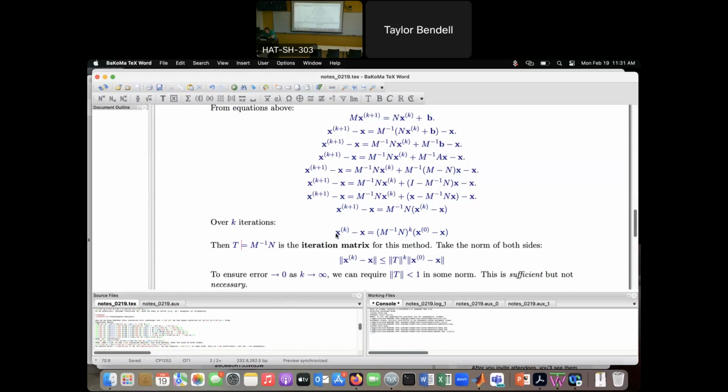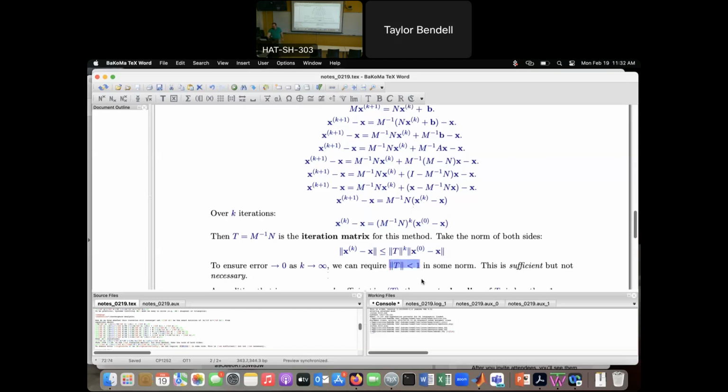So now what I can do is take the norm of both sides of this equation, any vector norm, and this is what I get. The norm of the error, using what's called the submultiplicative property of matrix norms that I introduced last time, is less than or equal to the norm of T raised to the k power times the initial error. So what this means is, suppose the norm of T is strictly less than 1. That would guarantee that the error goes to 0 as k goes to infinity. So if I could choose a splitting A equals M minus N such that my iteration matrix M inverse N satisfies this condition, I'll have convergence.